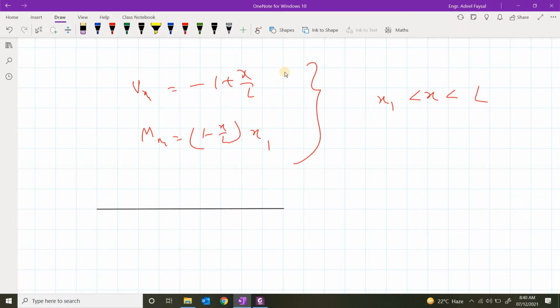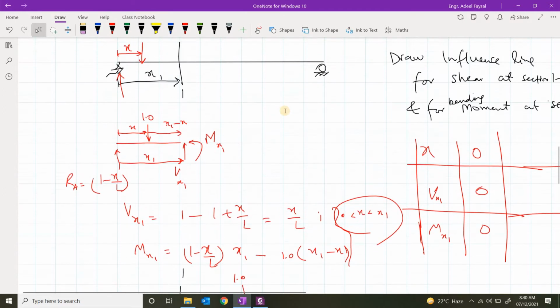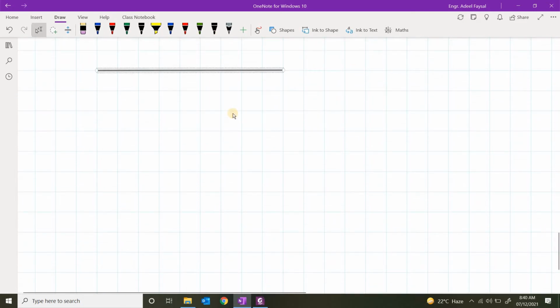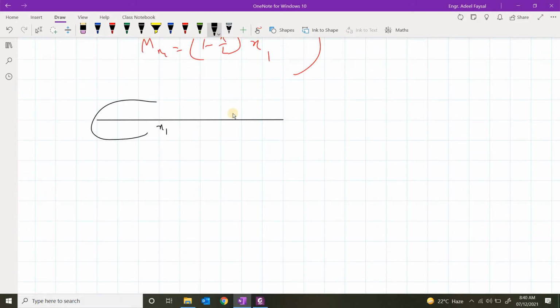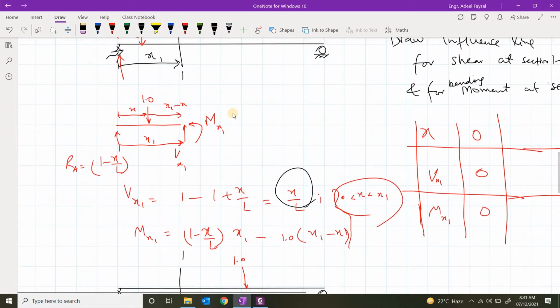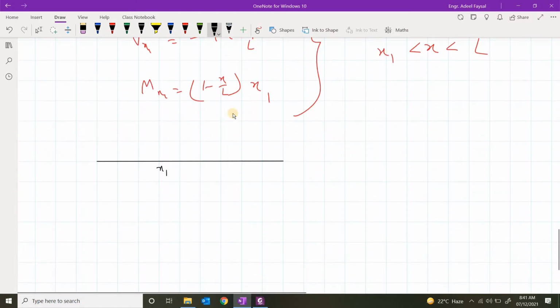Let's say this is the 0, 0 line. Then looking at the first equations, you can see that it's a first degree line, x over L, and let's define the location x1. Let's say this is x1. Now up to this point, in this region, you can use this expression, Vx1 equal to x over L. This would be a very simple line starting at 0, and then going all the way at x.